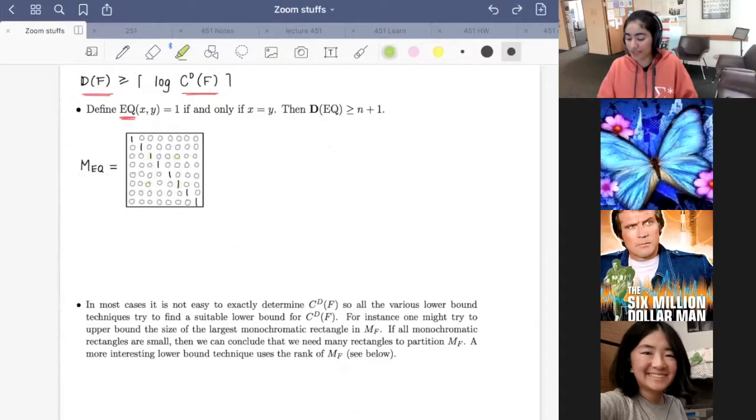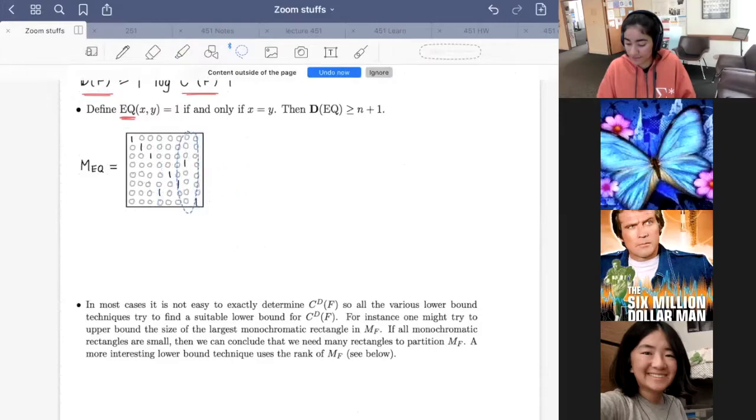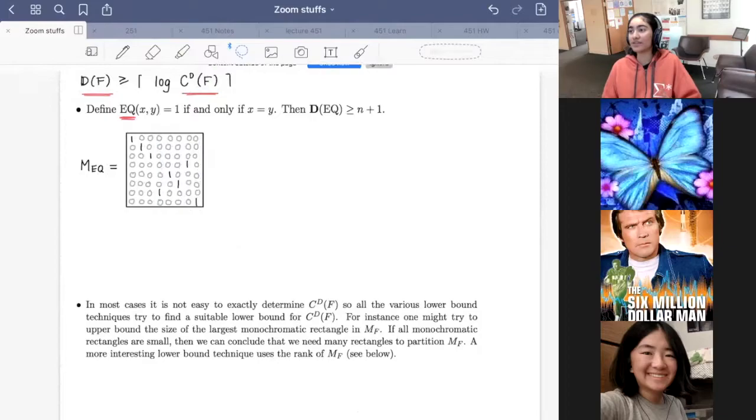And another important thing to realize is that this holds because of the linearly independent columns of the equality matrix. So even if I went ahead and switched the order of these columns, like if I took this column and put it there and this column and put it there, the same property still holds. It doesn't have to be on this diagonal or anything. It's just the fact that each one of these ones exists in its own separate row, so you need each one of them to be in their own separate monochromatic rectangle.